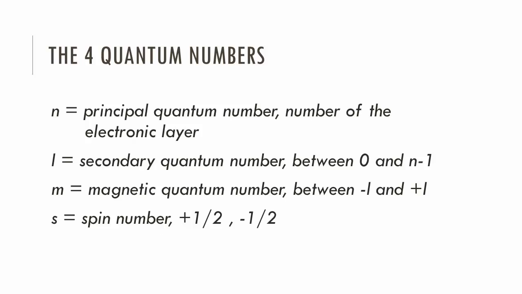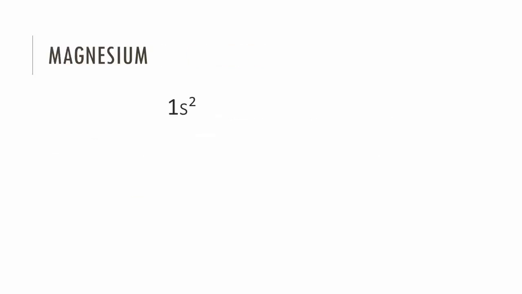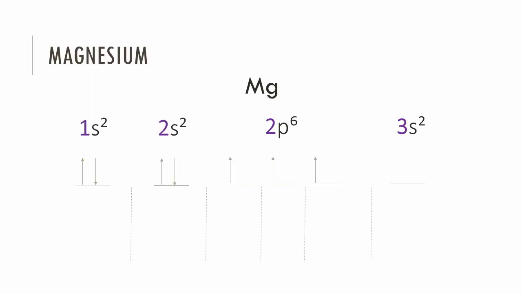Drawing the electronic configuration of an atom allows the visualization of the quantum chemistry of each electron. For example, here's the electronic configuration of magnesium: 1s2, 2s2, 2p6, 3s2. This is what we get when we draw the orbitals, where each arrow represents an electron. The purple number represents the principal quantum number, n.